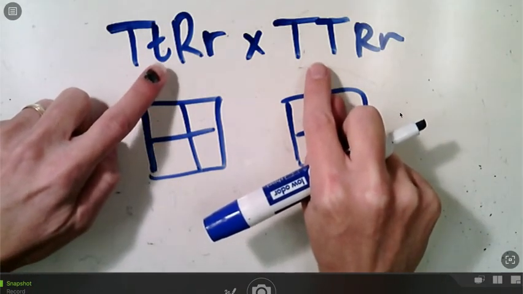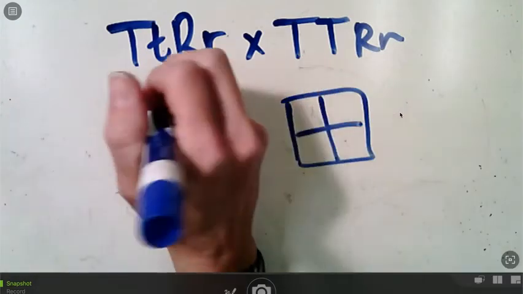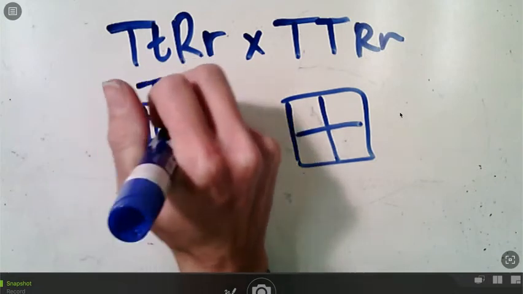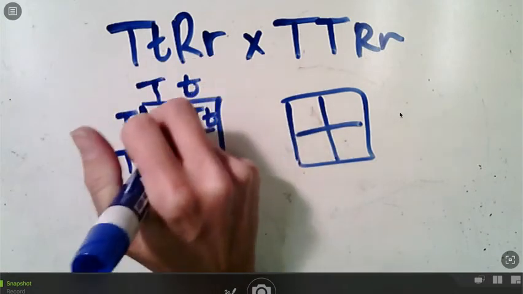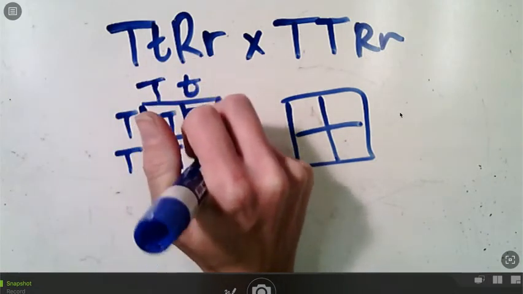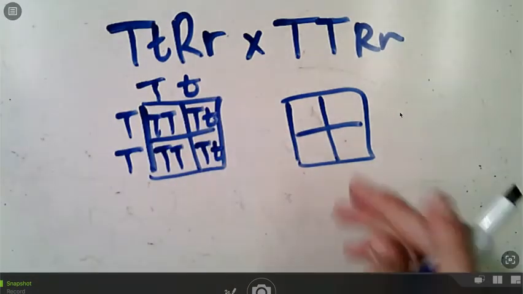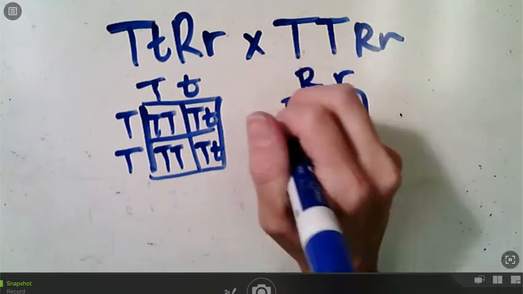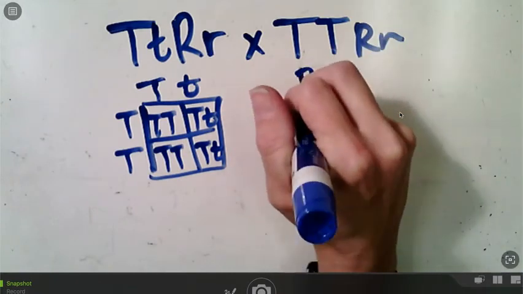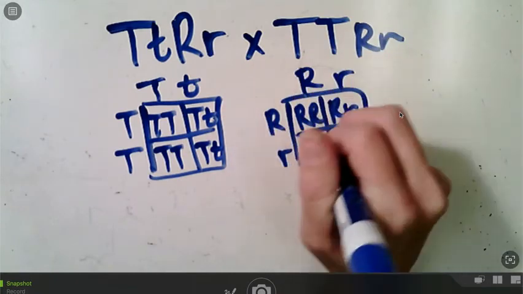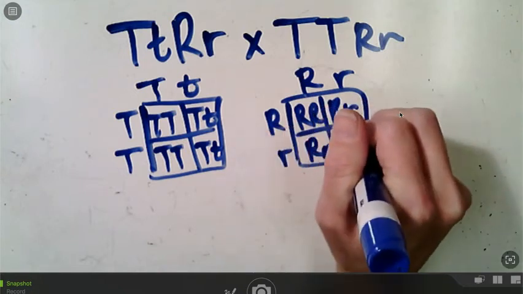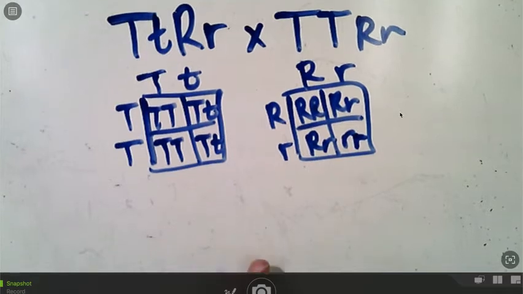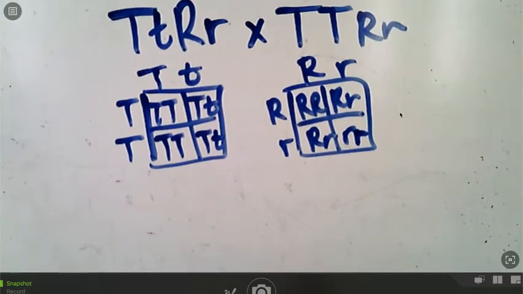So I would cross those 2 together. So big T, little t, big T, big T. All right. And then I would cross my rounds together over here, which is big R, little r, big R, little r. And then I'd put them together. And now for the magic. Now you have to know what are my options for my offspring.